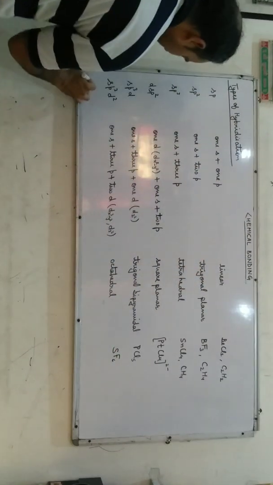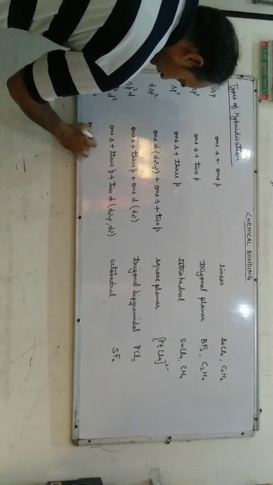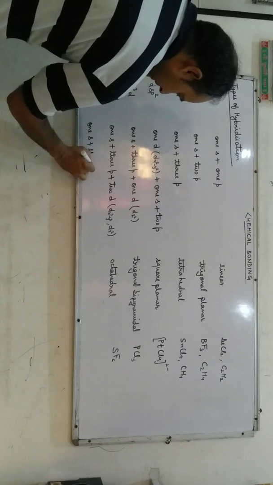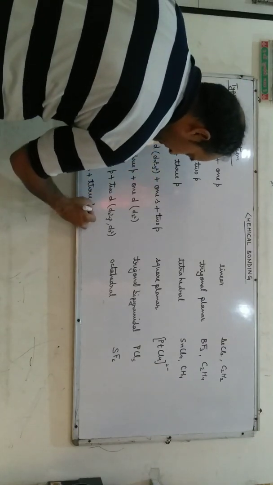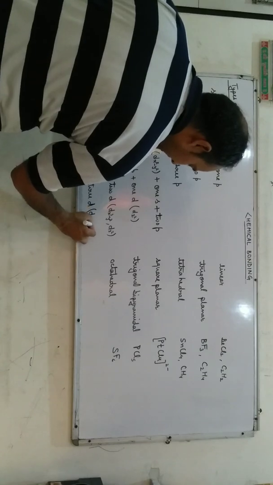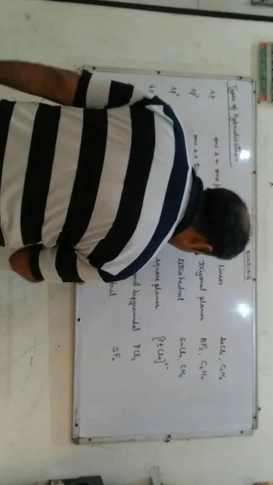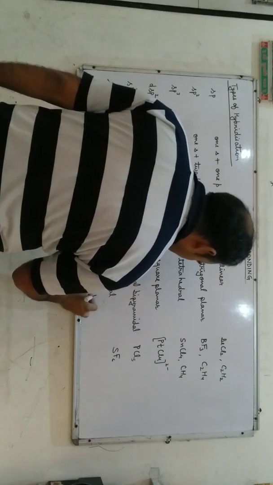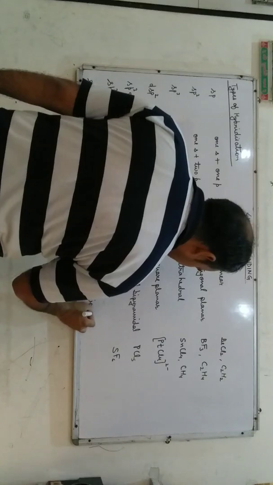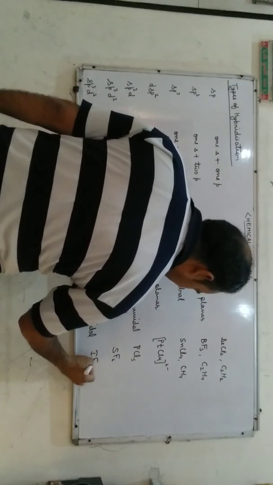The last type of hybridization is sp3d3 hybridization, in which one s, three p and three d orbitals are involved. In the d orbitals, dxy, dyz, dzx orbitals are there, and the shape will be pentagonal bipyramidal. The example of it is IF7.